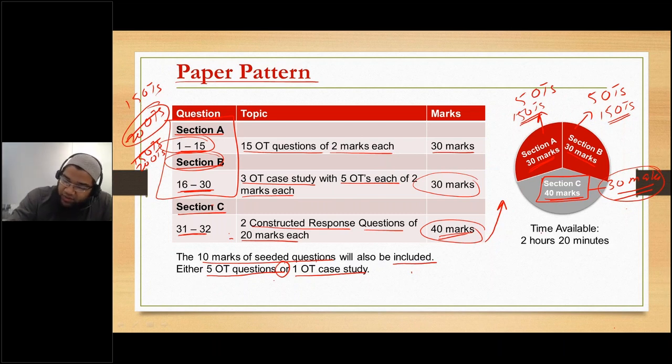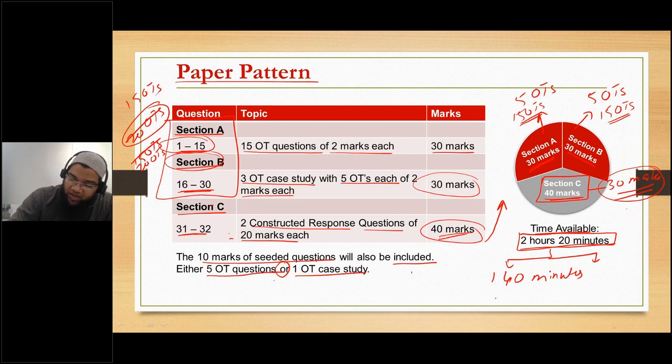Now the time available to you is going to be 2 hours and 20 minutes. Now how are you going to divide your 2 hours 20 minutes, how are you going to plan your exam? For this we say that normally 2 hours and 20 minutes means 140 minutes.